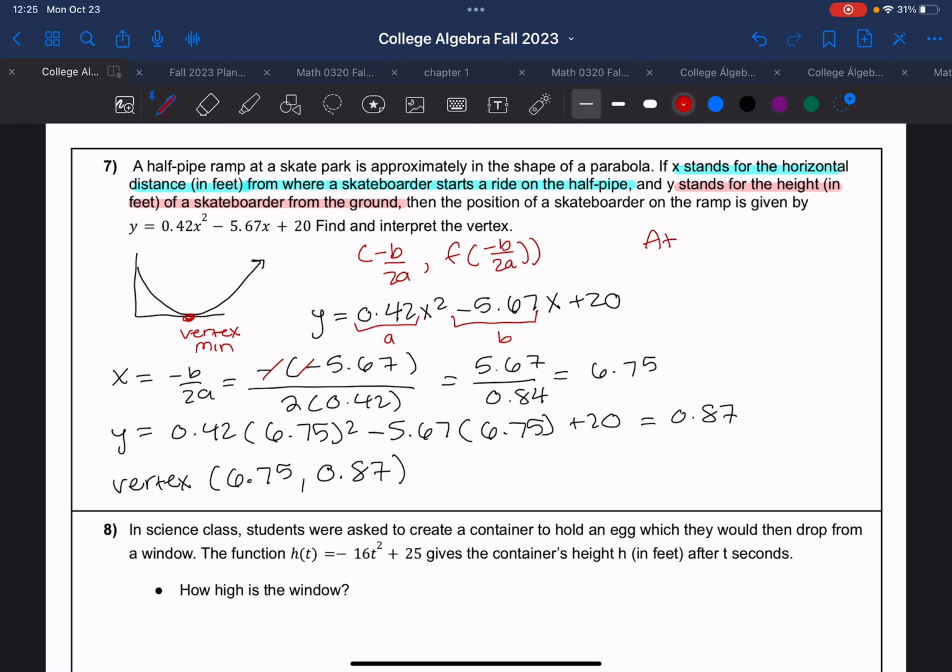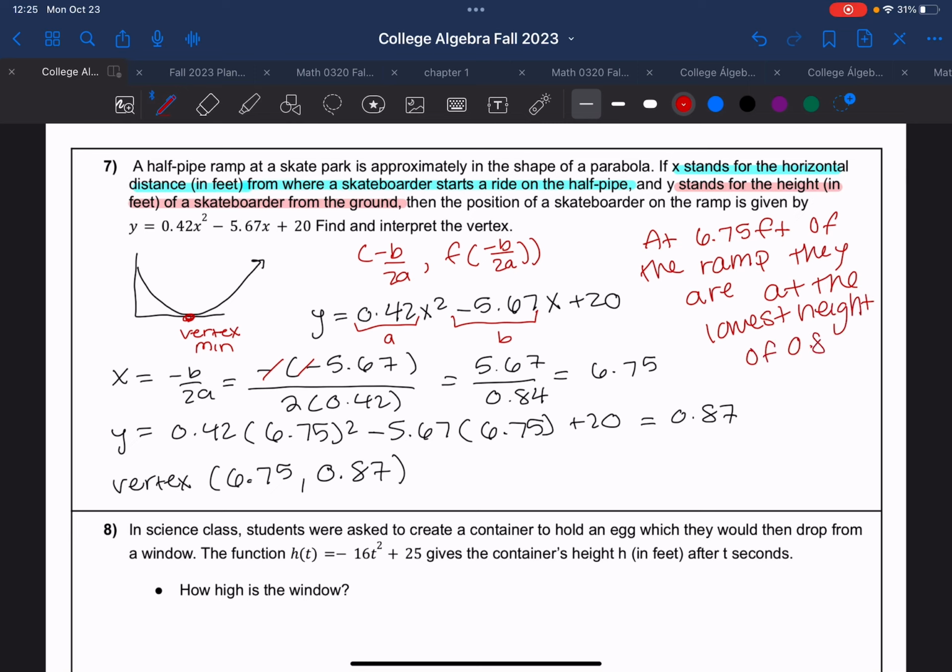So at 6.75 feet of the ramp, they are at the lowest height of 0.87 feet.